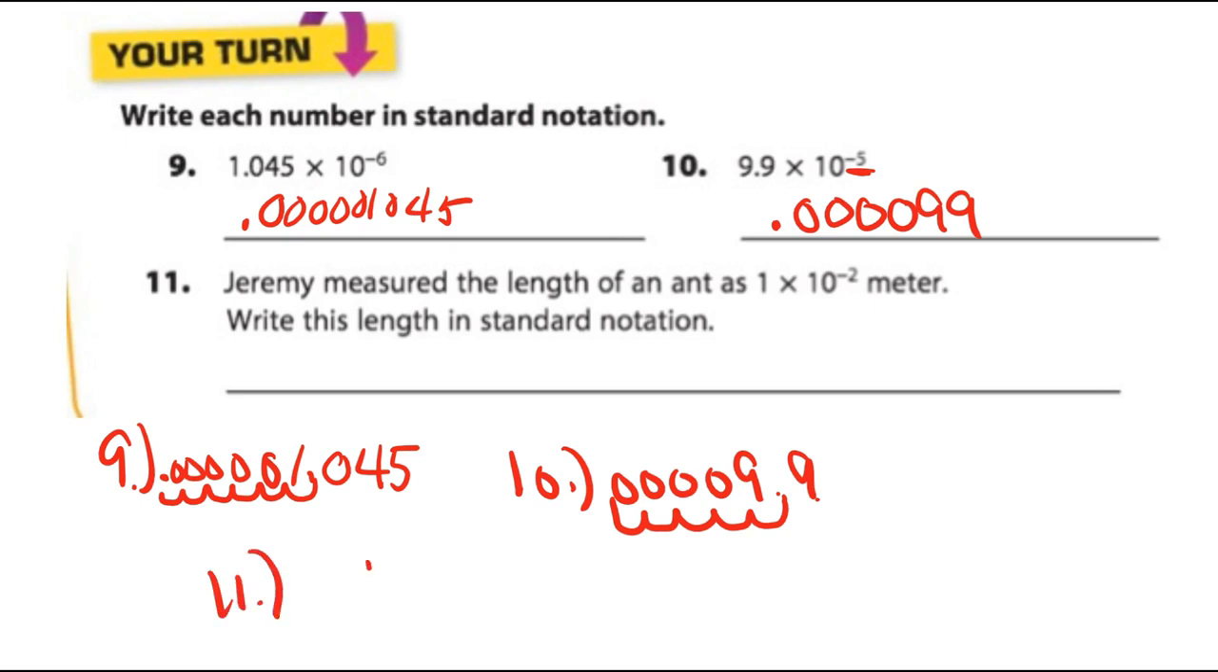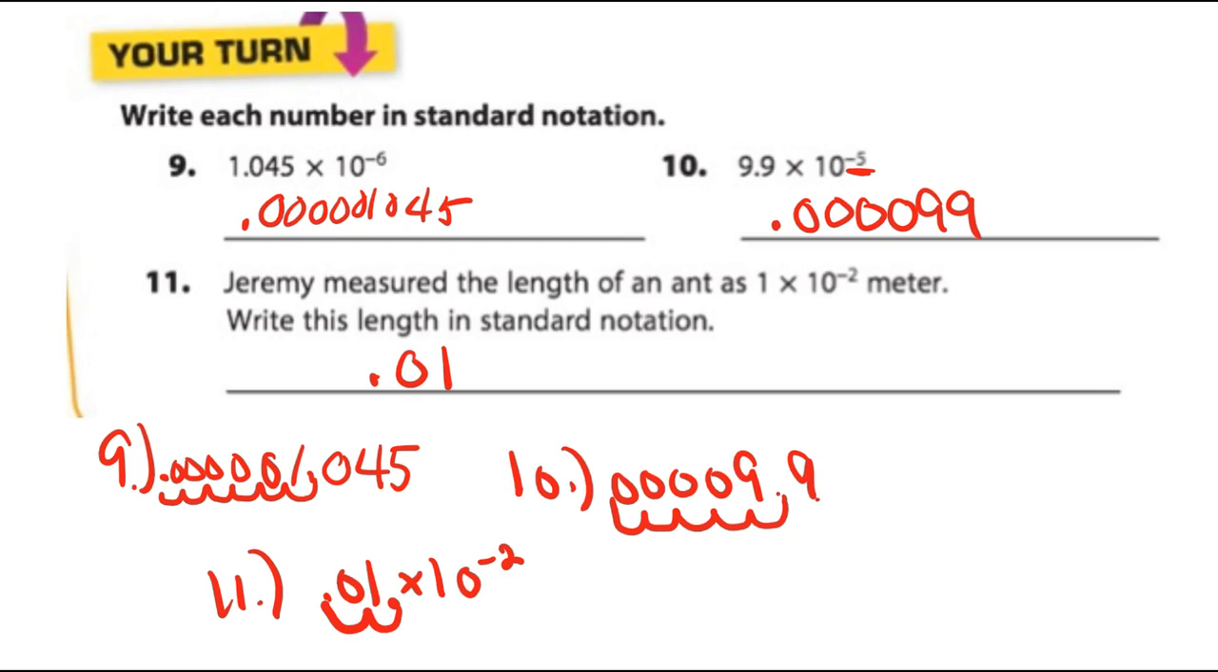And number 11, we have 1 times 10 to the negative 2. Remember, if there's no decimal point, it's a whole number, and that means the decimal point goes to the right. I put my decimal point in, and I go 1, 2 places. I fill in my 1, 0, and it's 0.01.